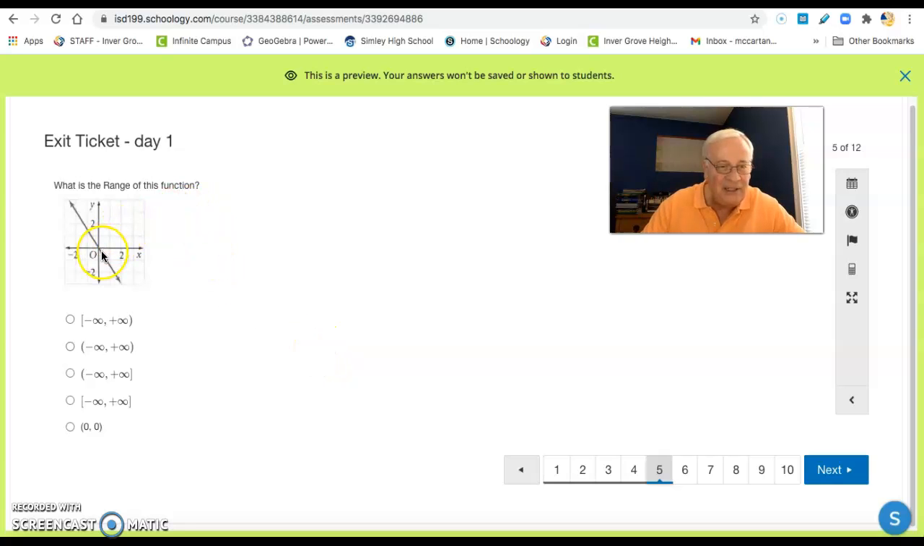All right, again, this is linear. What's the range? How high does it go? How low does it go? All the way, guys. All the way up, all the way down. And open brackets on both sides, right there. Just like the domain for linear, infinity all the way.